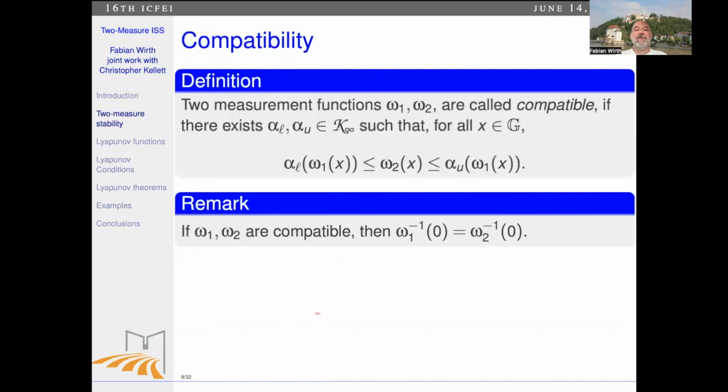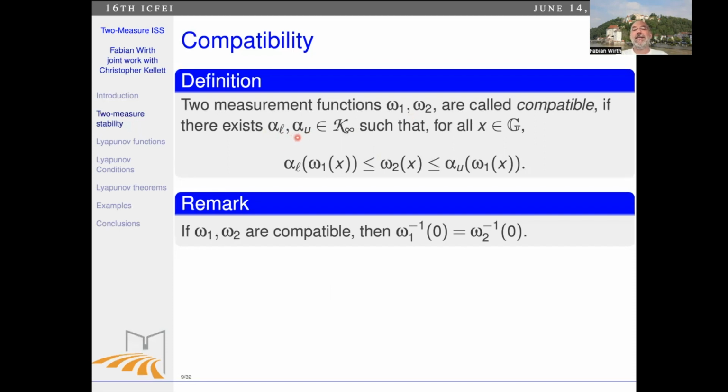Is it of any use? Well, to talk about this, I will need two words. The first one is, what does it mean that two measurement functions are compatible? And compatible is in a way similar to equivalence of norms, just that the equivalence is in terms of nonlinear functions, so k-infinity functions.